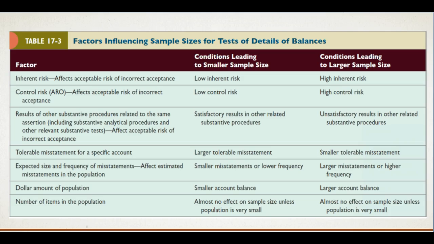In contrast, if a larger tolerable misstatement is established, the auditor in this particular case would require a smaller sample size. A smaller tolerable misstatement would require a larger sample size for an audit. You can find Table 17-3 on page 570 of your textbook.